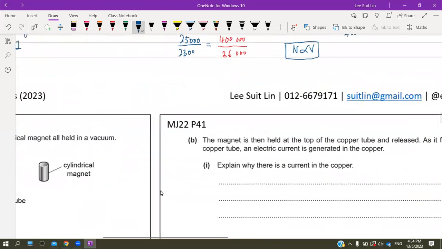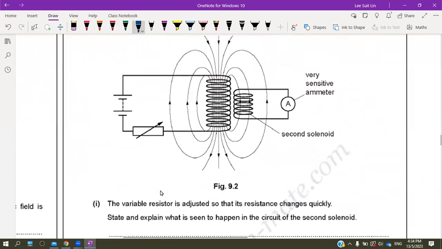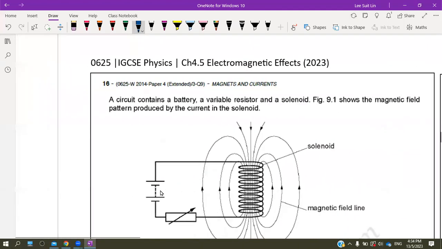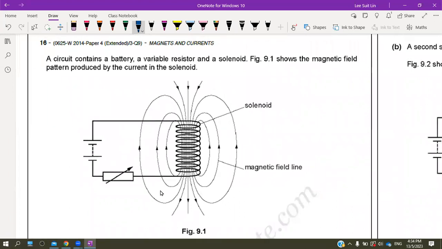Okay, moving on. I think there is a double coil. There we go, like this one. So let's look at this question. We're going to start with one coil first. Let's not get too excited. Here you have a coil containing a battery, a variable resistor, and a solenoid.